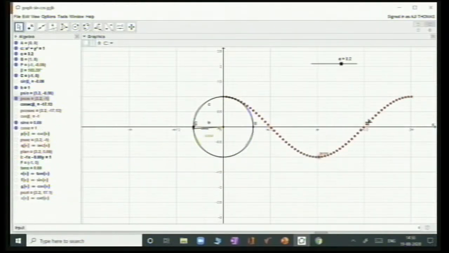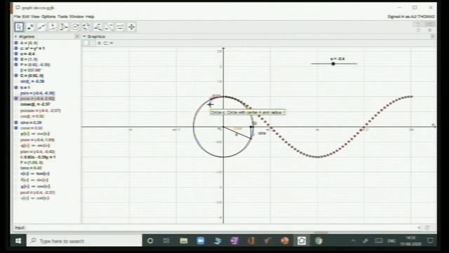Now I can go in the clockwise direction also. In that case, the angle would be negative. So just have a look at this cursor, the point, and the slider. You will see that this alpha is becoming negative. So as I move in the clockwise direction, it becomes negative.